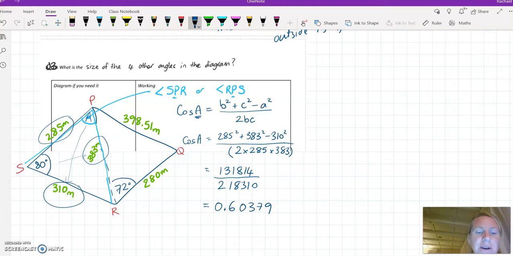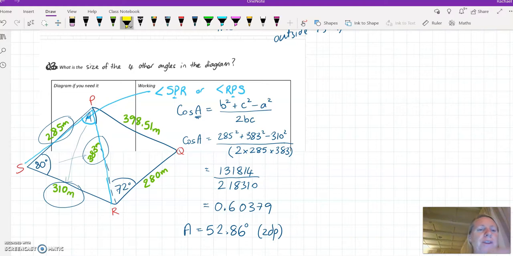We want A by itself, so we need to do inverse cos of that. So shift cos of our answer is 52.86 degrees, and I've rounded that to 2 decimal places. So that's working out what that angle in there is, SPR. So yay, we've worked out that one.